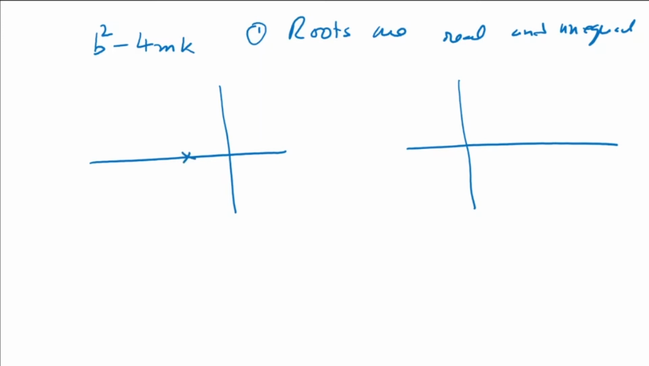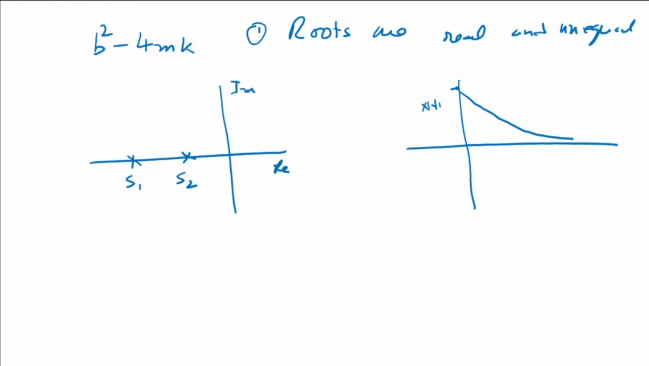So we have two roots which are real, s1 and s2. This is the real axis and this is the imaginary axis. This is my x(t). If I displace it and I leave it, it will come like this and it will stop there. This is the meaning of real: the roots are real and unequal.